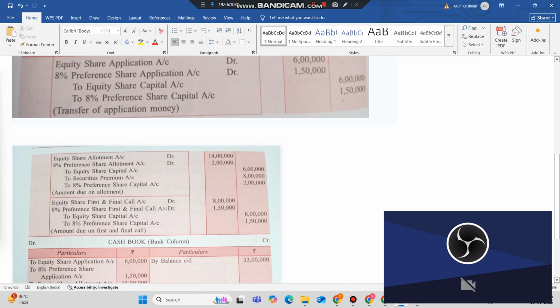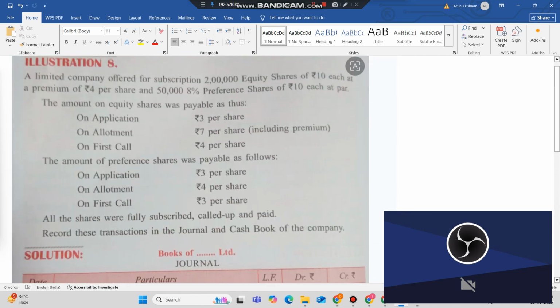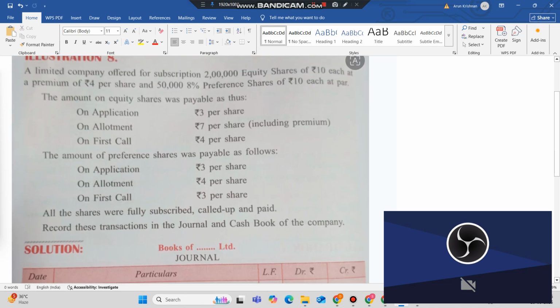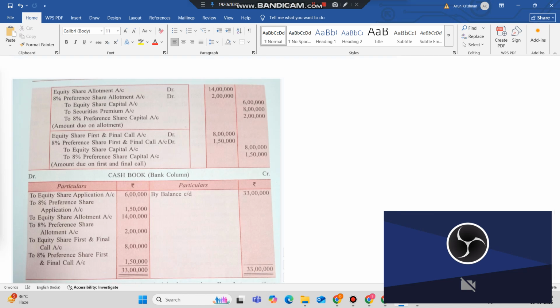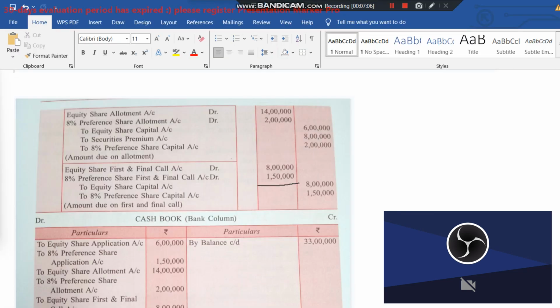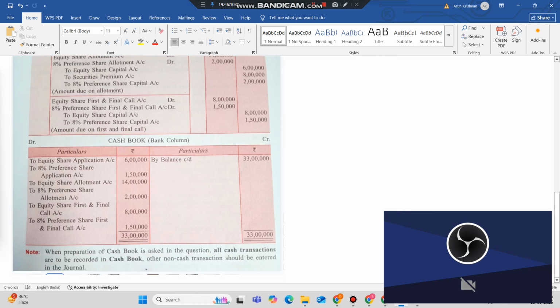Next, what? Preference shares. So go with the preference shares. Preference shares again 3 rupees per share, right? So 50,000 into 3 rupees, which is 1 lakh and 50,000. So here you could see the 1 lakh and 50,000 rupees. So preference share capital, first and final call to preference share capital. Both the calls have been made.